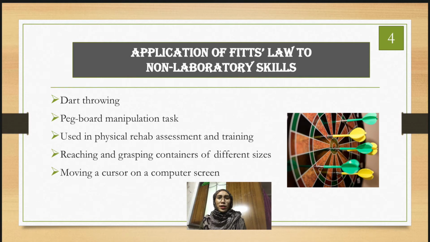What is a pegboard manipulation task? This pegboard test is designed to help physical therapists assess their clients' dexterity, manipulation skill and task learning to better provide care. Thirdly, use in physical rehab assessment and training. Fourthly, reaching and grasping containers of different sizes. And lastly, moving a cursor on a computer screen.